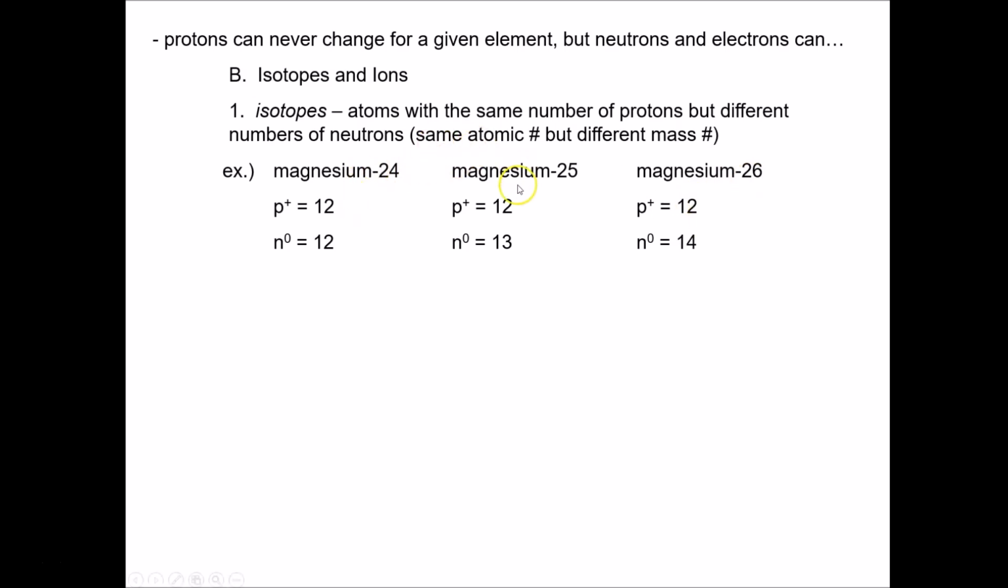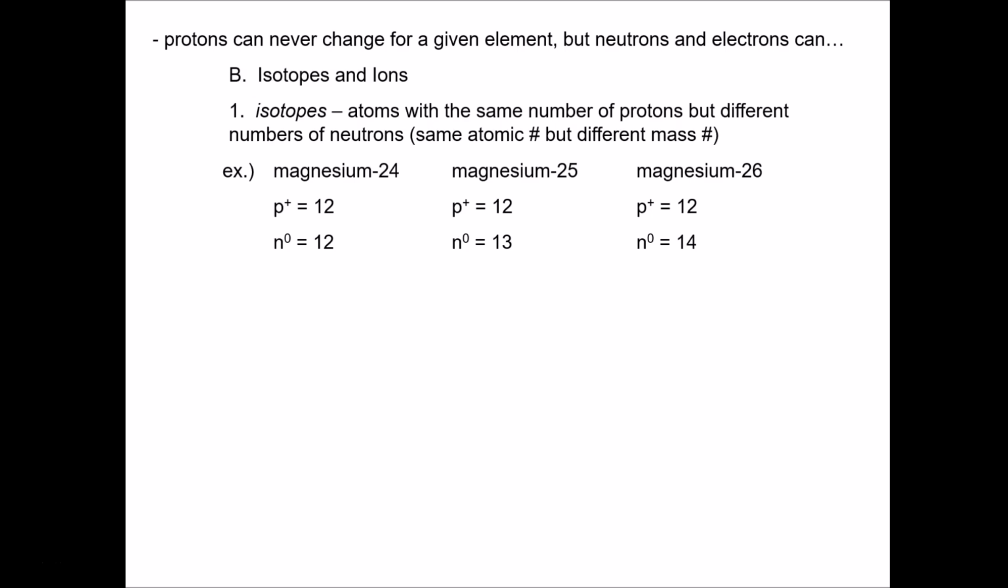So again, these are isotopes. I always think of isotopes like they're brothers and sisters. They're like your siblings, right? You're really similar to each other. You come from the same family, right? You have very similar DNA, but you're not exactly the same. Okay. So magnesium-24, magnesium-25, magnesium-26, they're all isotopes of each other. They're all a magnesium, but they're not exactly the same as each other, right?